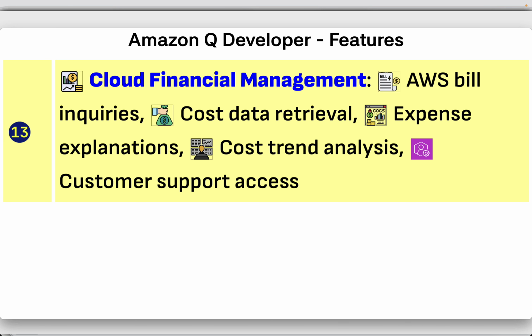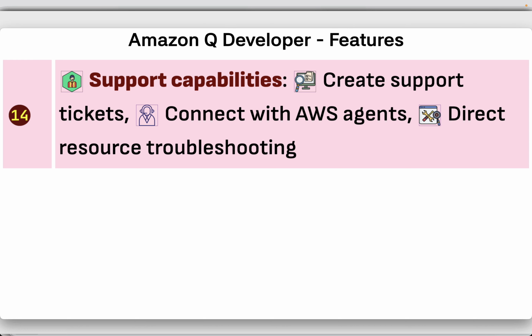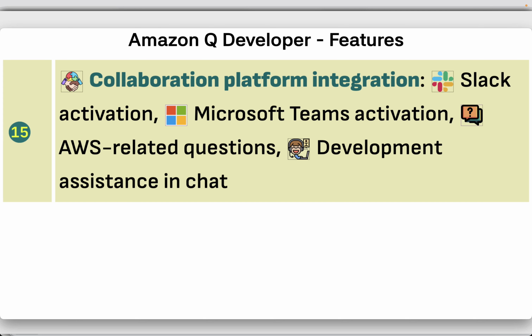Cloud Financial Management features allows users to ask about AWS bills, retrieve cost data, explain expenses, analyze cost trends, and get customer support for account-related issues. Support capabilities include creating support tickets, connecting with AWS support agents, and troubleshooting resources directly through Amazon Q. Amazon Q can be activated in Slack and Microsoft Teams applications for asking AWS-related questions and accessing development assistance in chat environments.